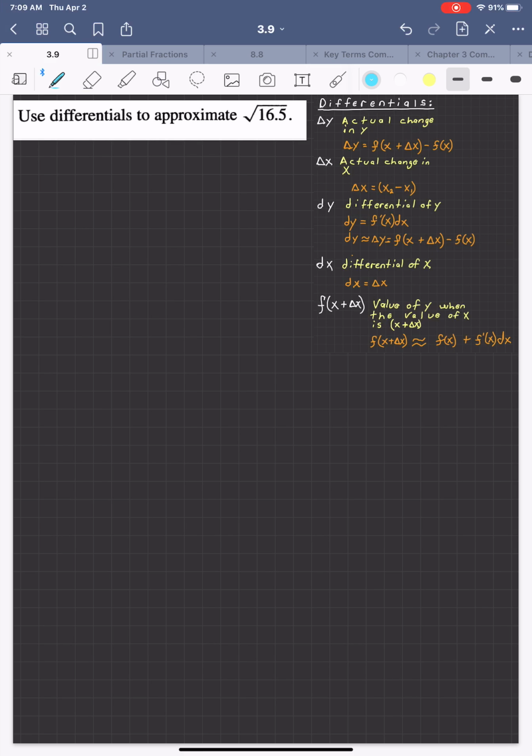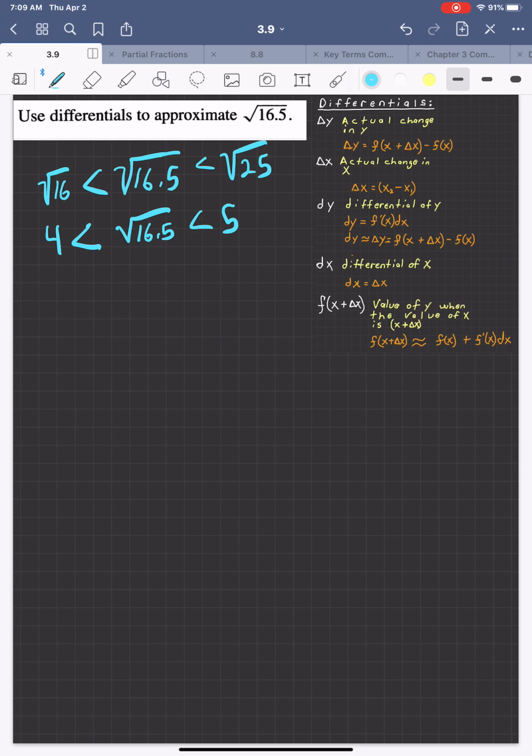Well, let's start. Let's agree that the square root of 16.5 is somewhere between the square root of 16 and the square root of, let's do 25. The square root of 16 is 4, and the square root of 25 is 5. So if you're the intern, you could turn to your boss and say, it's somewhere between 4 and 5. That's at least better than saying I have no idea. But let's see if you can do better than that. You're going to look like a genius to your boss in just a second.